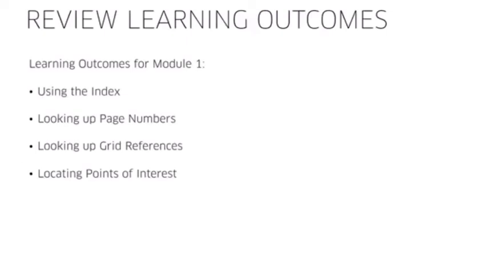If a postcode is given, there is more than one in the index page, so make sure to identify the correct one. If you are given 2 sets of map references, always use the ones in the brackets. Now we know how to use the index for Module 1.